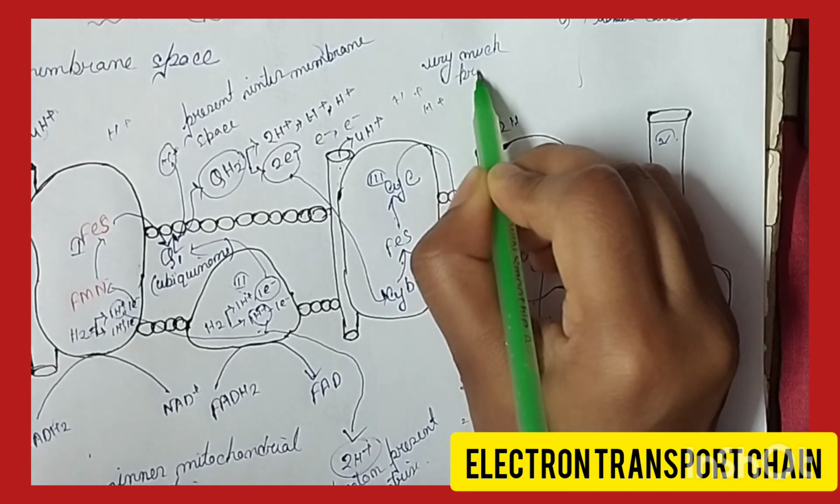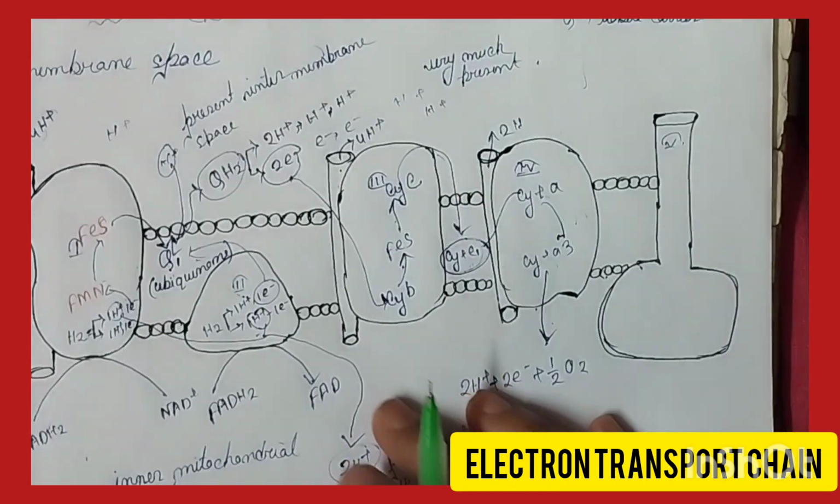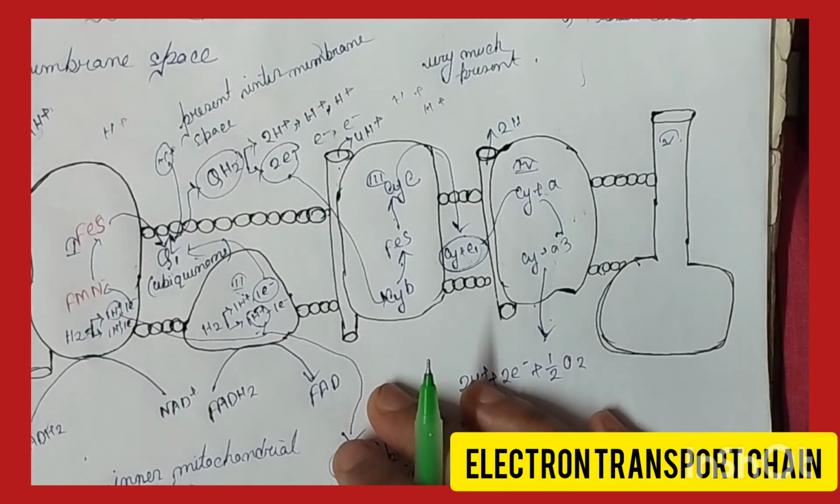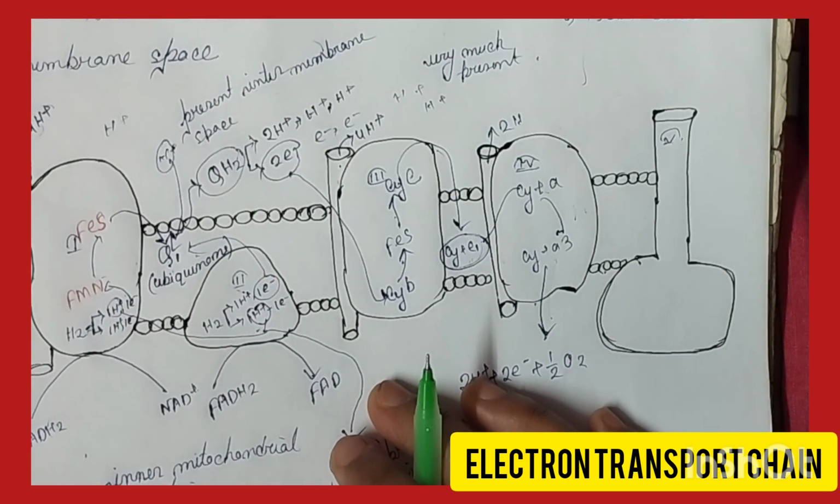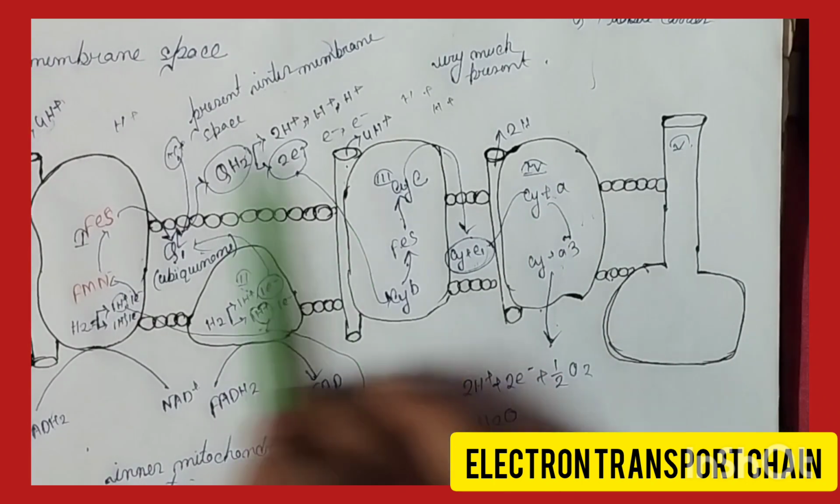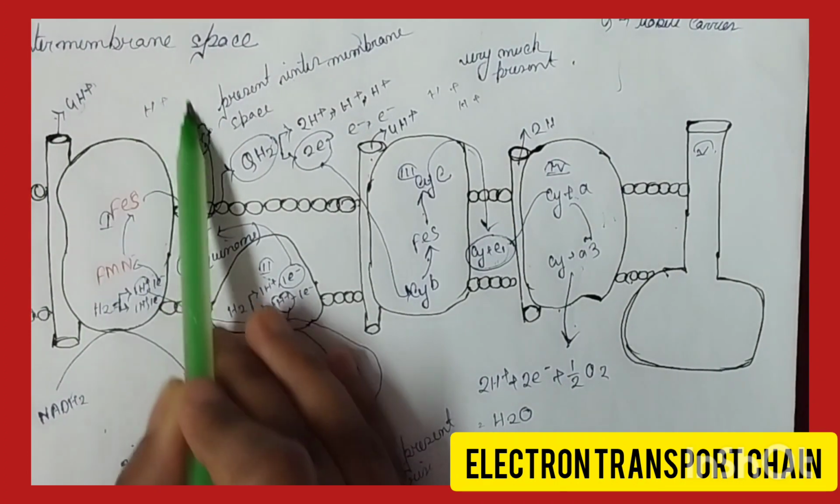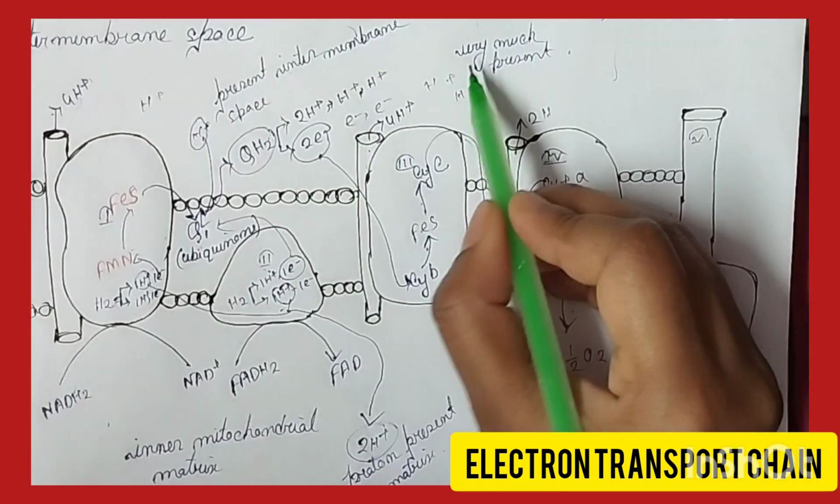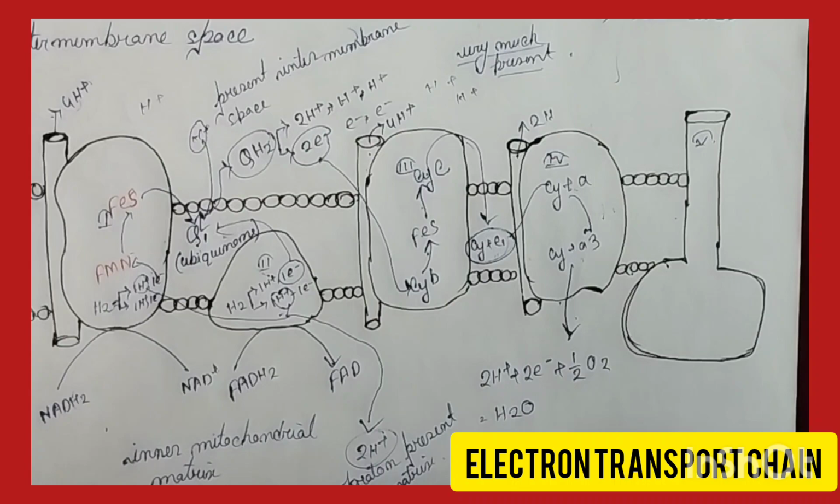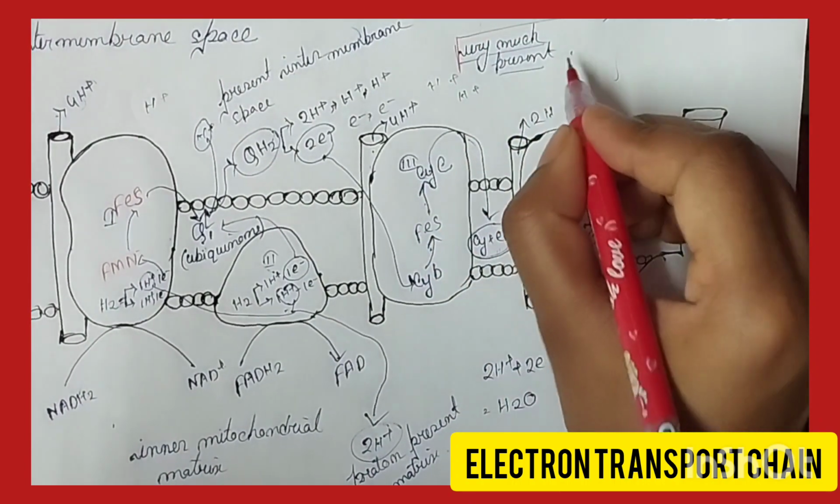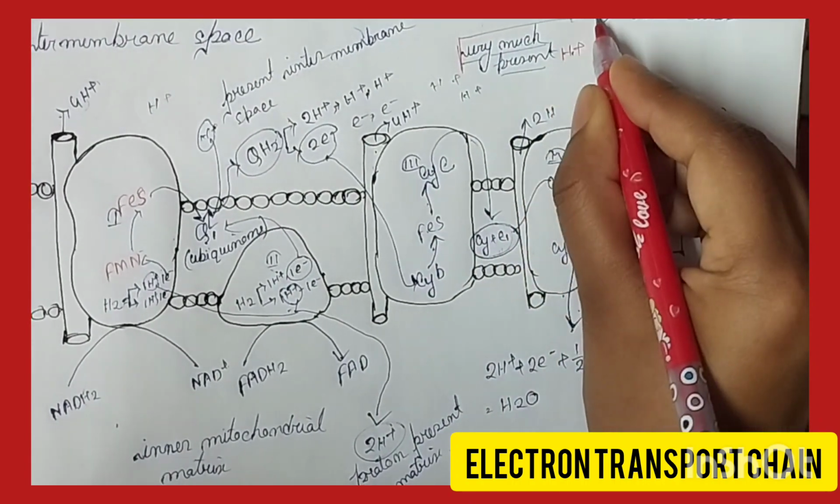The fourth complex is comprised of cytochrome c, a and a3. The electrons are transferred to cytochrome a, and after that to cytochrome a3. The electrons, in addition to hydrogen and oxygen, then react to form water, an irreversible reaction. This is the last complex.